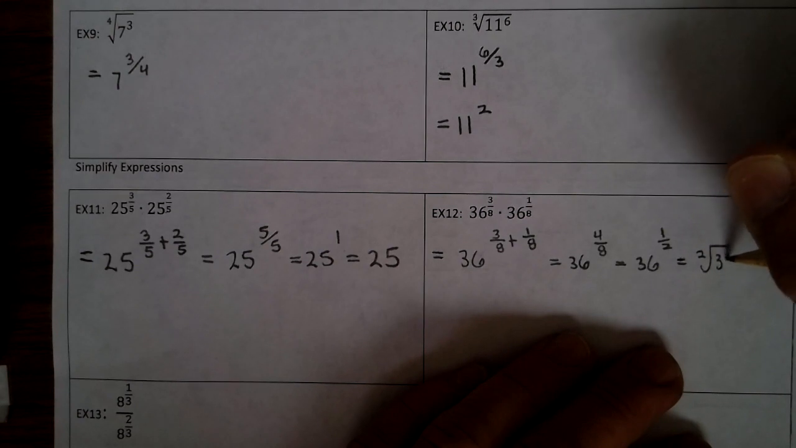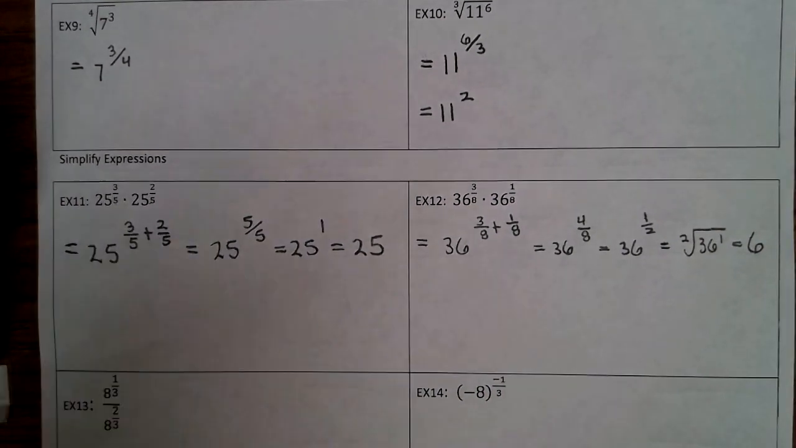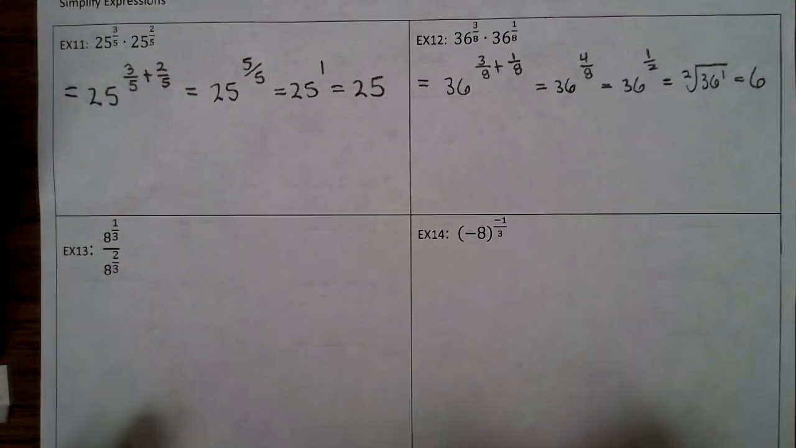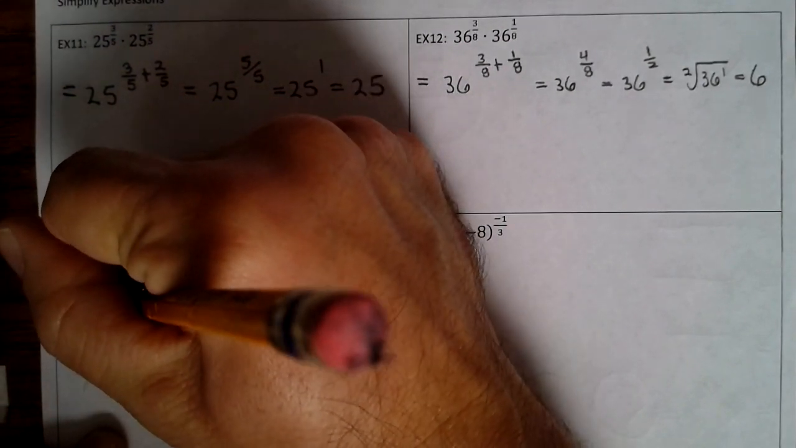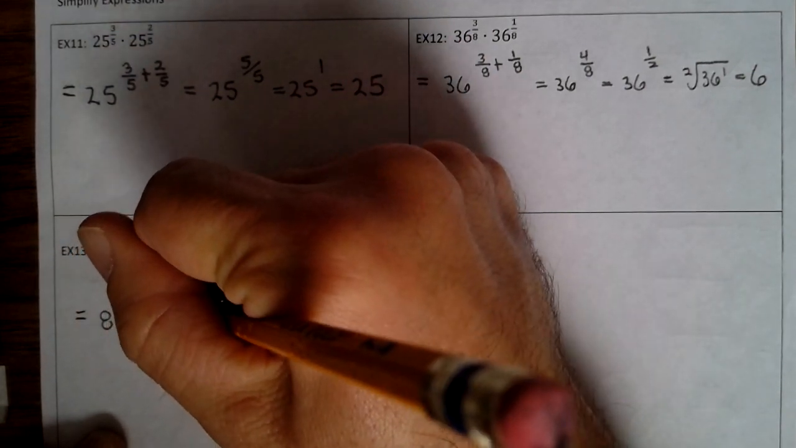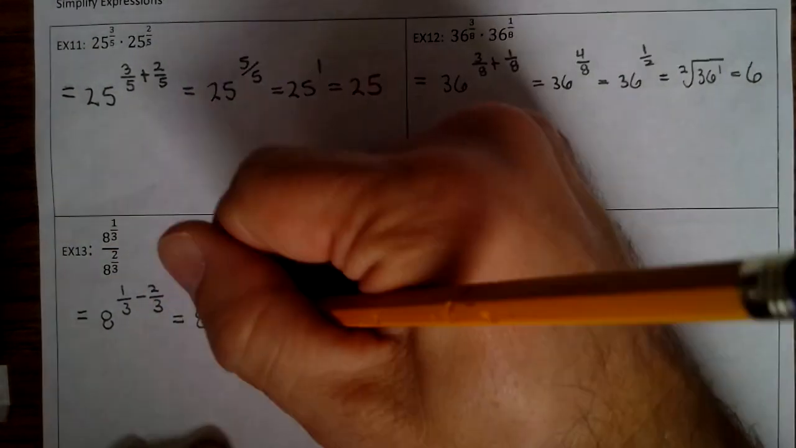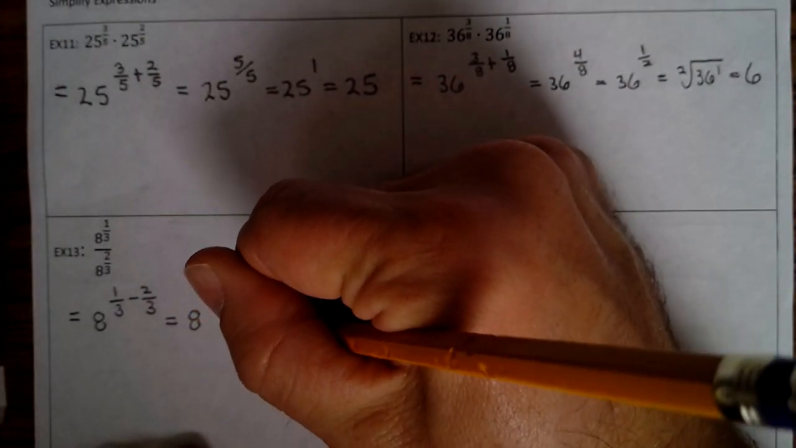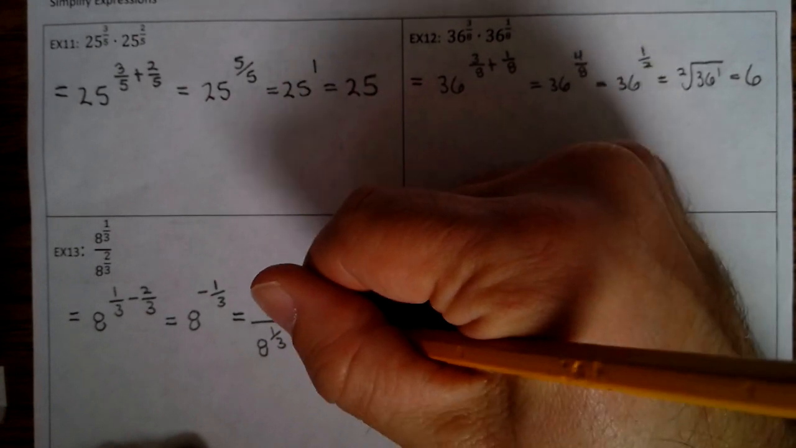All right, example 13. So this would be written as 8 to the 1/3 minus 2/3, which equals 8 to the negative 1/3. Now, when you have a negative exponent, it has to be rewritten to be positive in the denominator, which is 8 to the 1/3, which is equal to 1 divided by the cube root of 8, which is equal to 1/2.